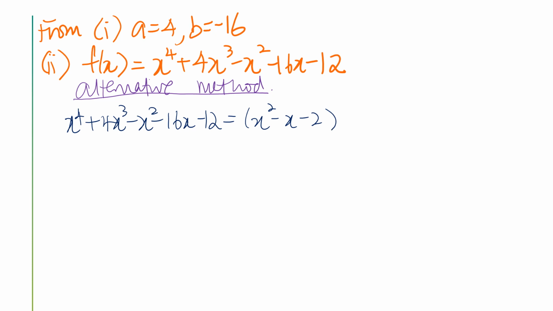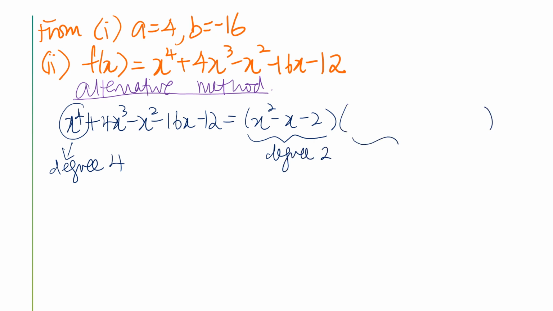Right. Now, the highest power here is of degree 4. And the divisor is of degree 2. Right, so I need to multiply also with a degree 2, to get back my degree 4, because 2 plus 2 gives me 4, right? So what is a polynomial of degree 2? Yes, it's your quadratic polynomial. So I need to multiply your divisor with a quadratic polynomial.